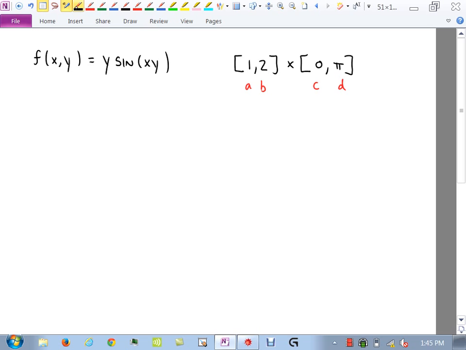Let's try this. I'm going to go for inner integral being y and outer integral being x. Let's just try it, see what happens. So I'm going for this. Okay? Now, inside is just the surface itself. Okay with that? What are my limits of integration here, starting from the outer integral? 1 to 2, and then 0 to pi.